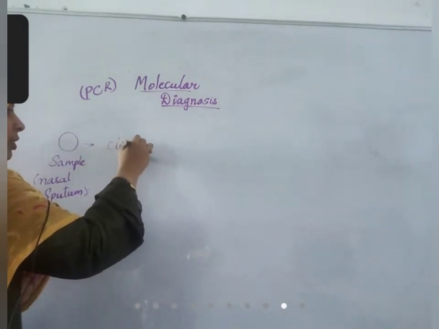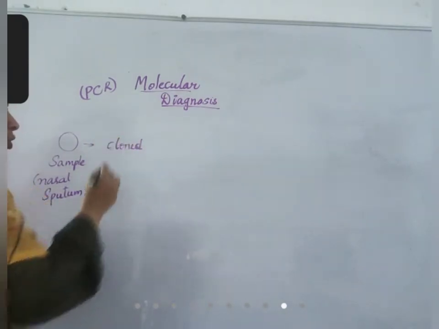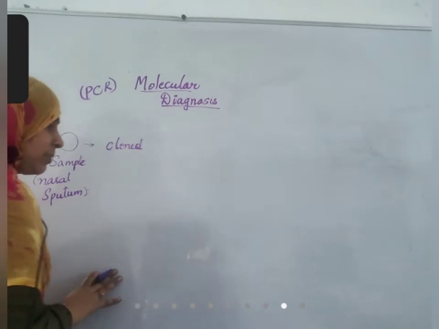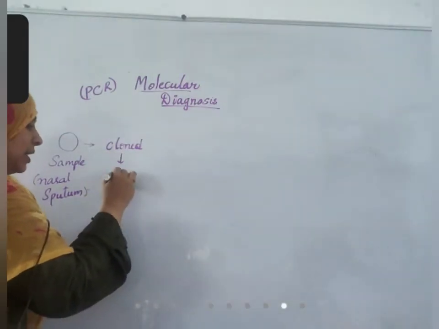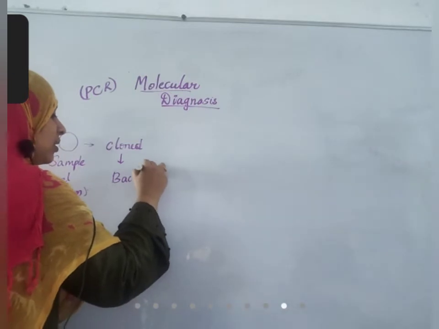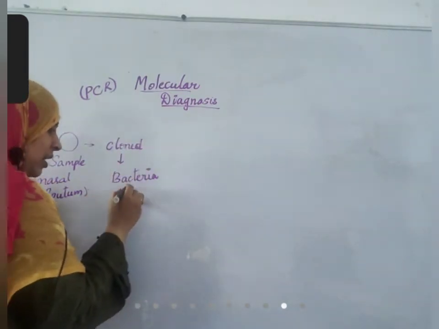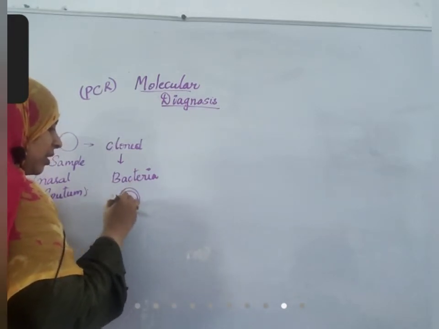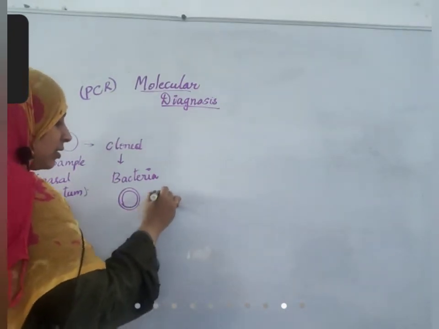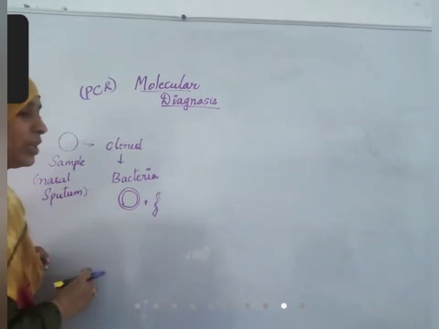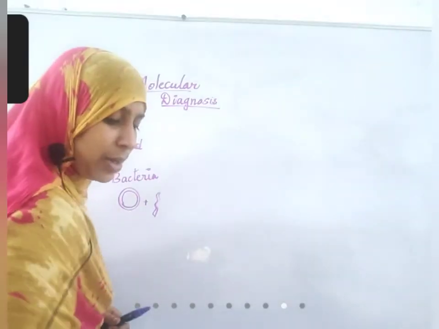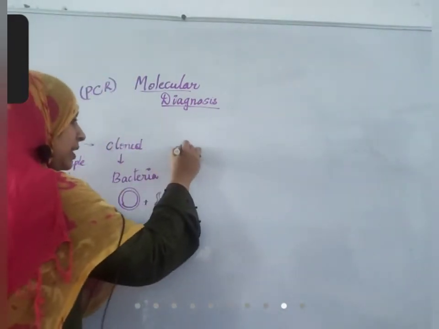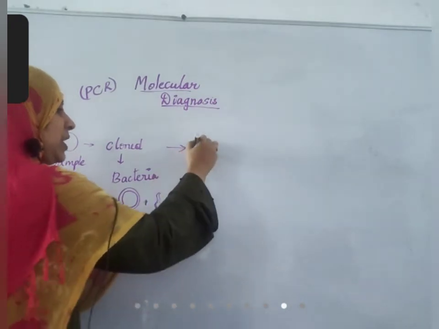It is cloned. Cloned means producing similar cells, and this technique of producing similar cells is done by using bacteria. Bacteria have plasmid DNA. We have already discussed this. In this plasmid DNA, the cell's DNA will be ligated, and it is allowed to increase in number. Bacteria are used to clone the cells, and when the cloning is completed, the amount of DNA is increased. Then PCR is performed.